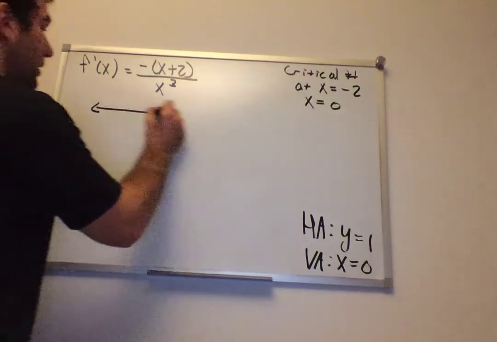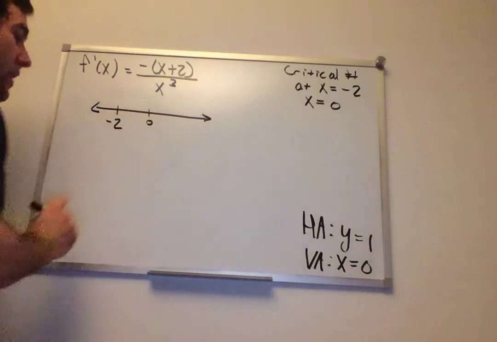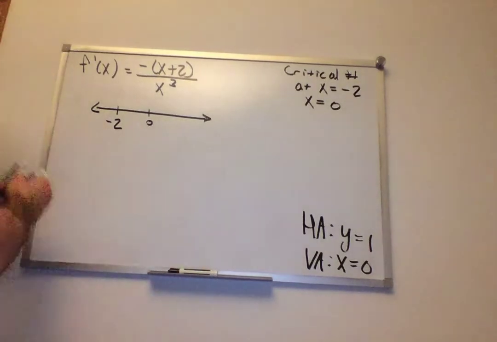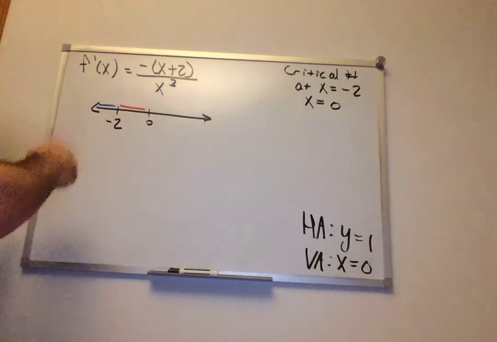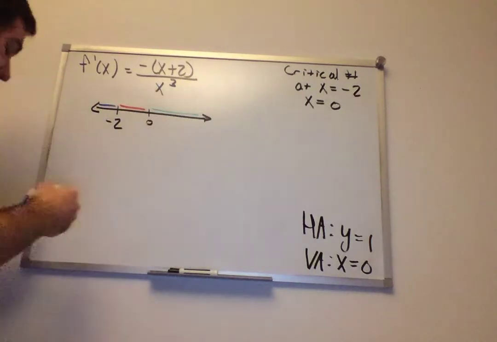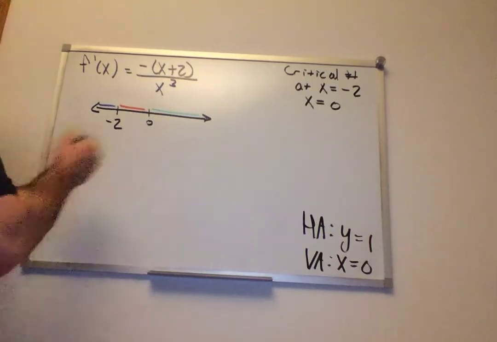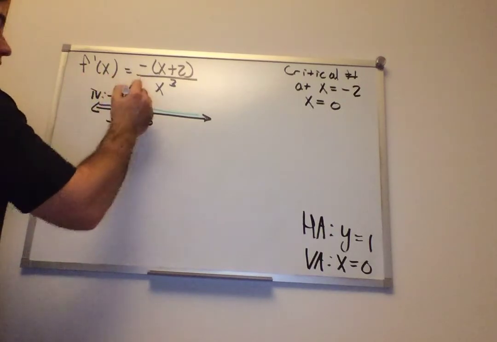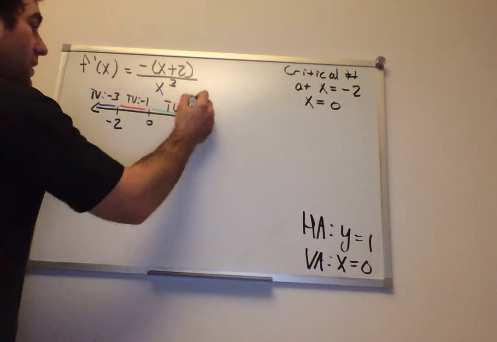So I'm going to make a number line. I'm going to put 0 on there. I'm going to put negative 2 on there. As you can see, it splits the line up into 3 intervals. We've got that blue interval there. We've got the red interval there. And then we've got the green interval right there. So we're going to pick test values. The test value that I'm going to pick from there is negative 3. The test value that I'm going to pick from there is negative 1. The test value I'm going to pick from there is 1.